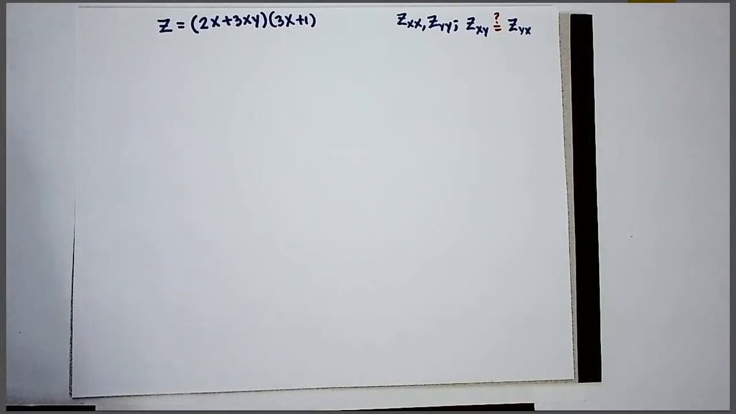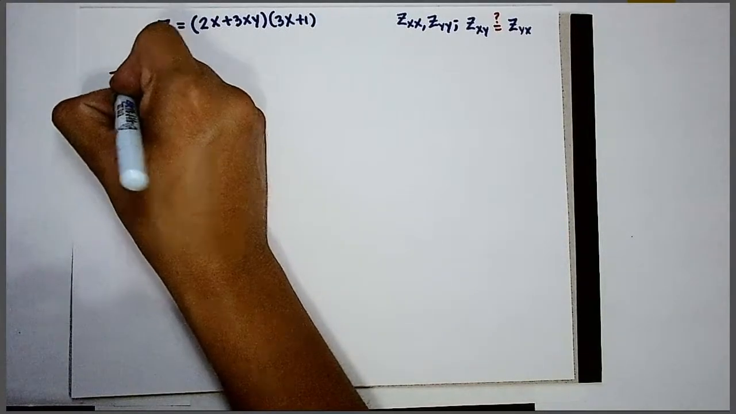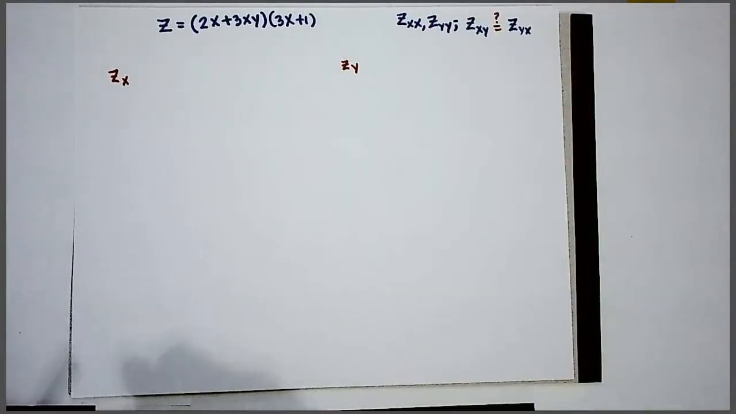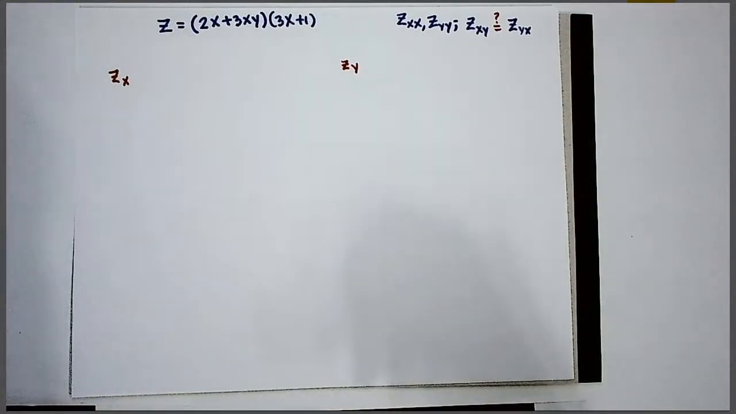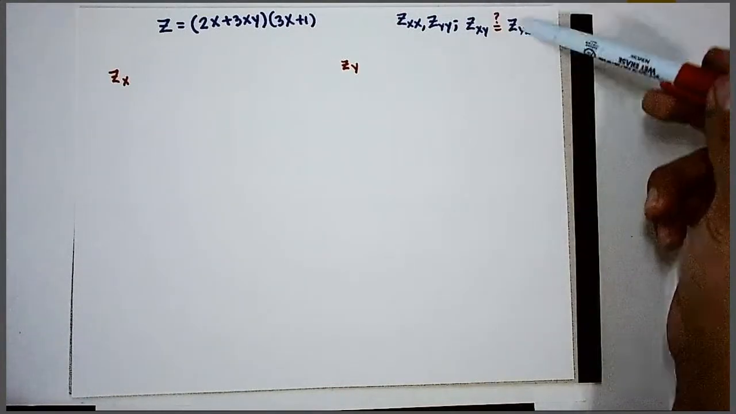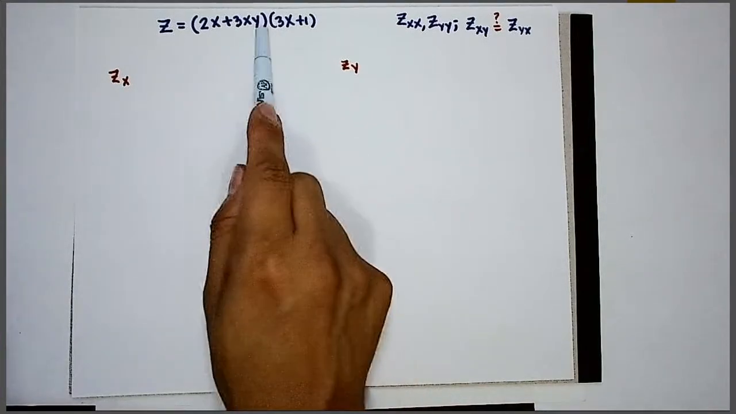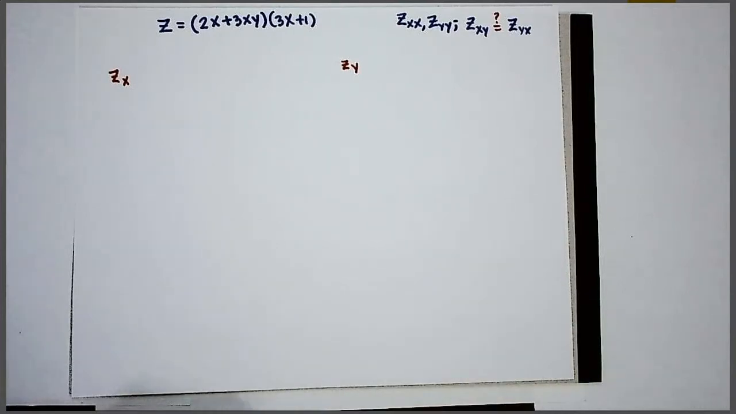So let's start by first finding the first partial derivative with respect to x and then with respect to y. Remember that we need the first partials because then we will use them to obtain the second and the cross partial derivatives. Notice that in this case we have two factors which are products. Therefore, we can use the product rule.